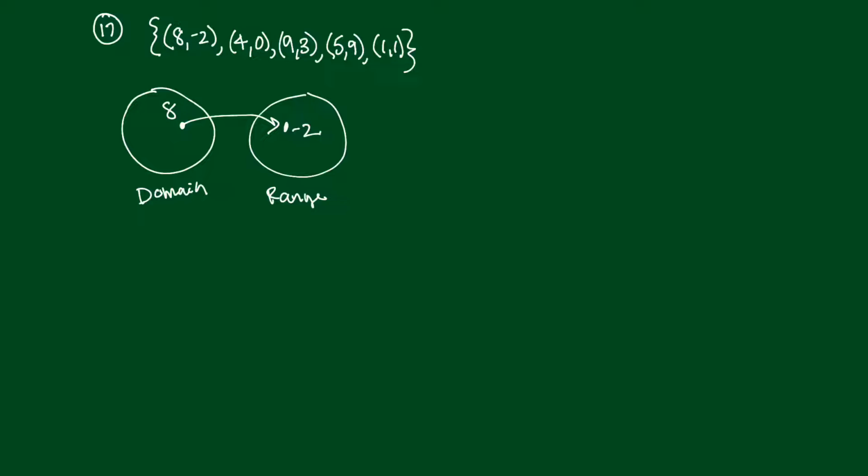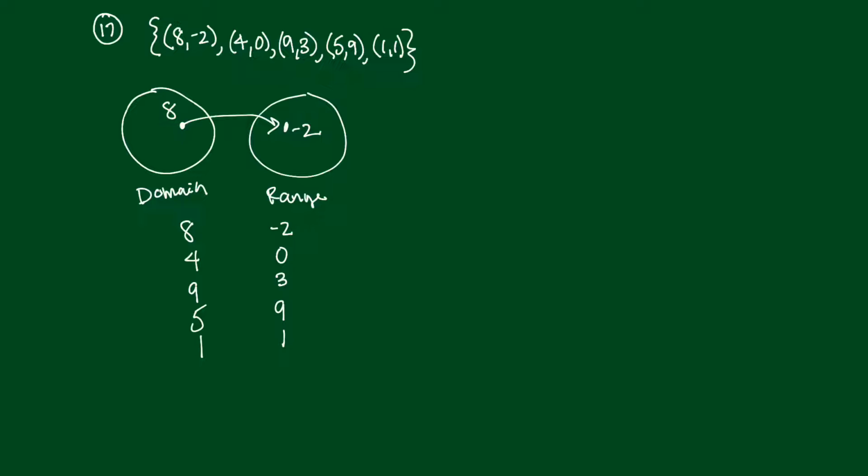I'm going to draw a different picture here. I'll draw the domain elements. The domain elements are the first components: 8, 4, 9, 5, and 1. The range is the second components: -2, 0, 3, 9, and 1.